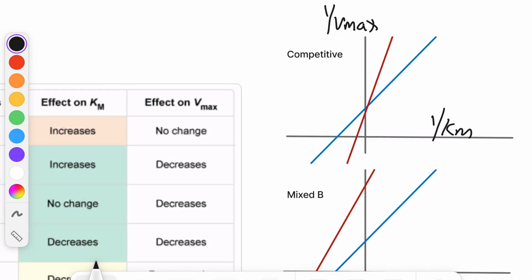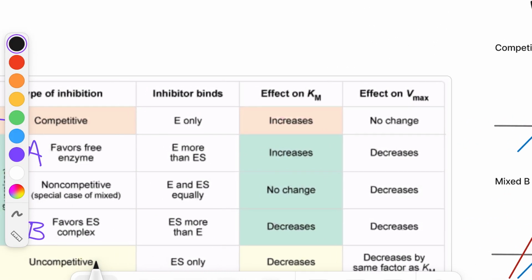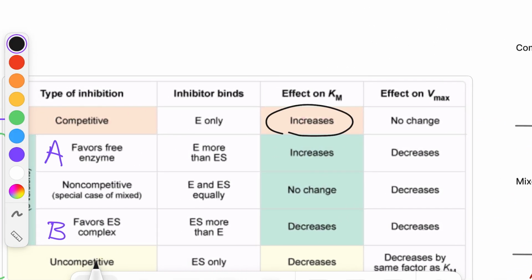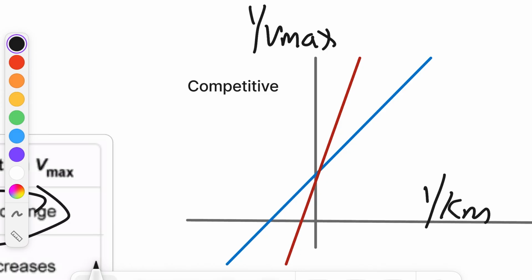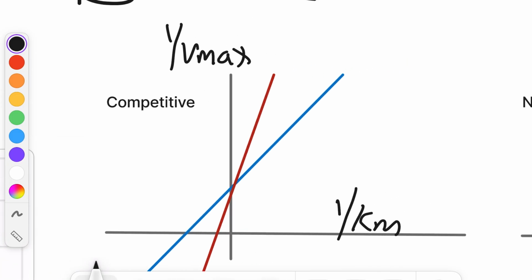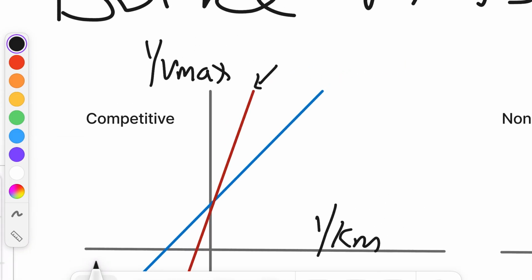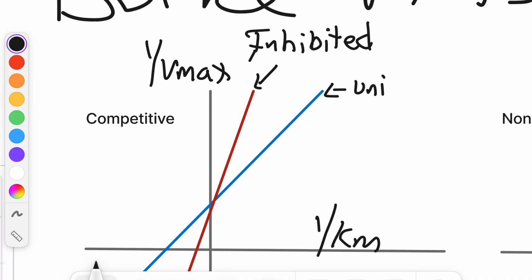Okay, so let's look at competitive first. So we have an increase in Km and no change in the Vmax. So we're going to find the Vmax at the y-intercept. Okay, and this isn't perfect. Actually, first let me label these. So this is the inhibited version, and then blue is uninhibited enzyme. Okay, so blue is uninhibited.